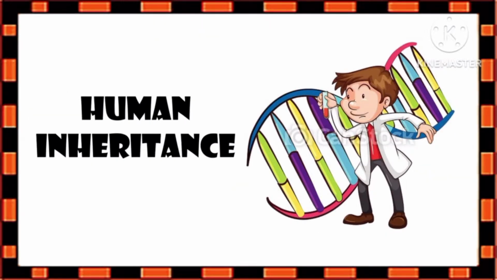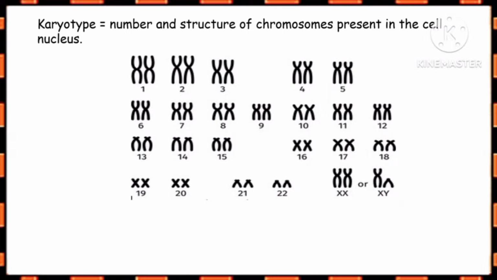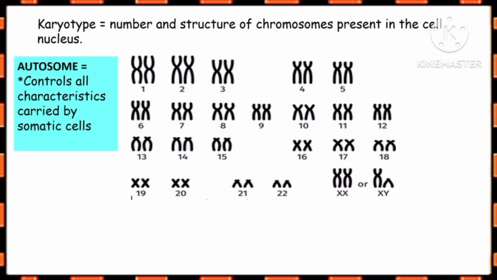Okay, students, now let's move on to human inheritance. Let's look at this diagram. This is known as a karyotype. What is a karyotype? It is the number and structure of chromosomes present in the cell nucleus. And this one is the karyotype for humans. As you can see here, there are 23 pairs for humans. The first pair, number 1, to pair number 22 are known as autosomes.